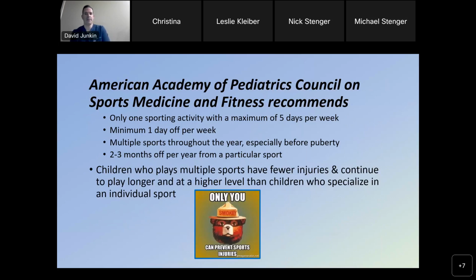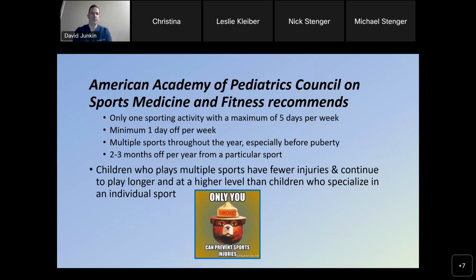The American Academy of Pediatrics, due to the response of this increase in injury, has basically outlined some guidelines. Maximum of 5 days of sports participation with a minimum of 1 day off per week. I guess that should probably be 2, so then you have the full 7 days.